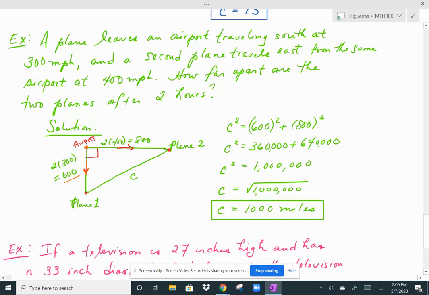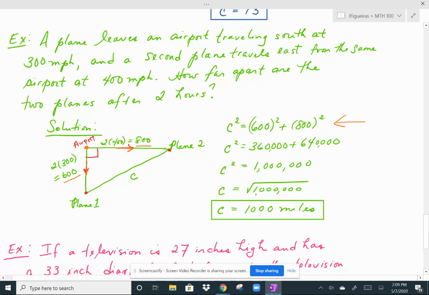Then we have another plane traveling east from the same airport, so it's going in this direction. That plane is traveling at 400 miles an hour for 2 hours, so that means it traveled 800 miles. So the two legs of the triangle that you see in the shape are 600 miles and 800 miles. And we need to find how far apart the two planes are, which again turns out to be the hypotenuse of this right triangle. So applying the Pythagorean theorem, I need to solve for C.